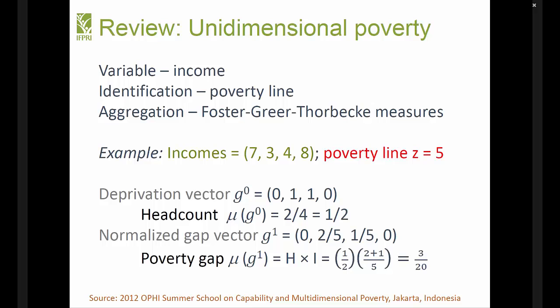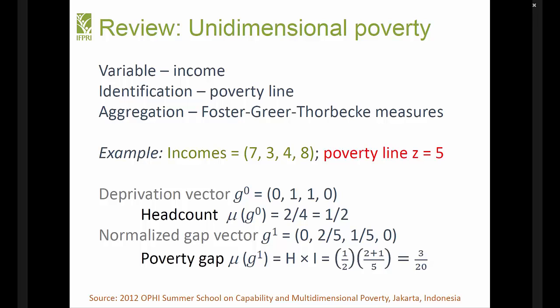So what is the headcount? Let's call this a deprivation vector, G0. Non-poor, poor, poor, non-poor, so 0, 1, 1, 0. What is the headcount? It's just the mean of that: 2 over 4, one half.